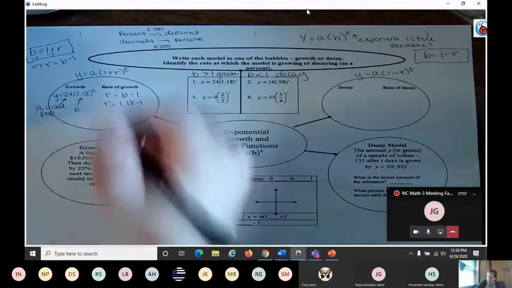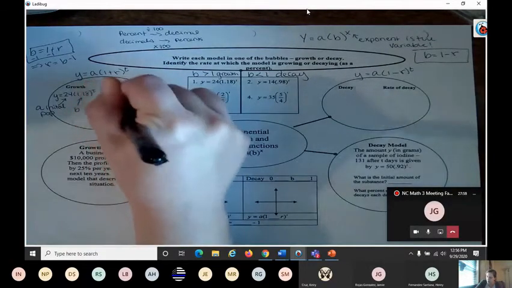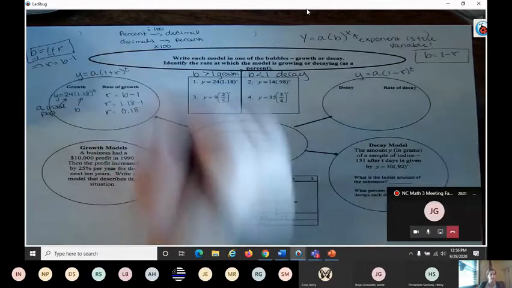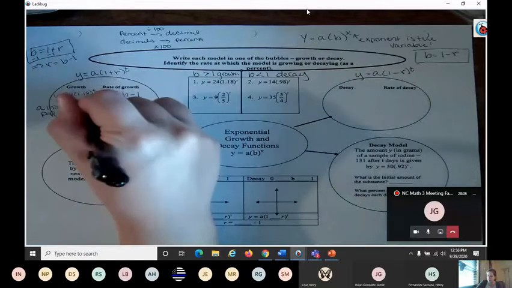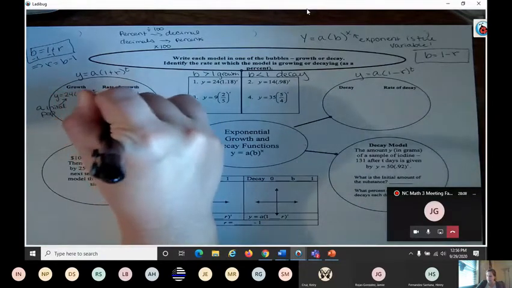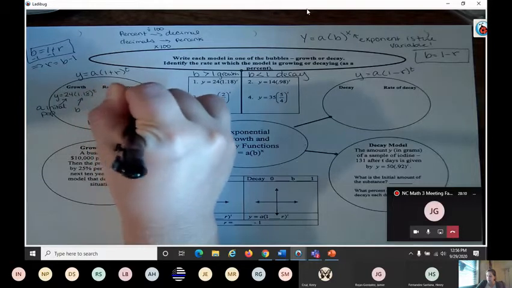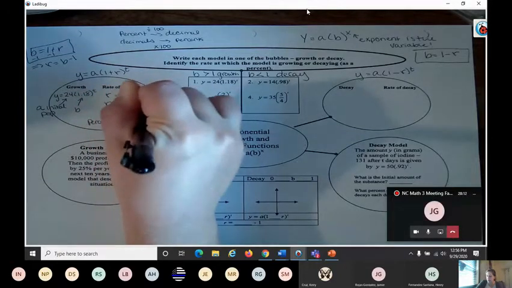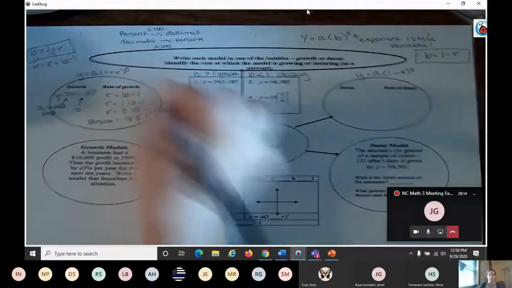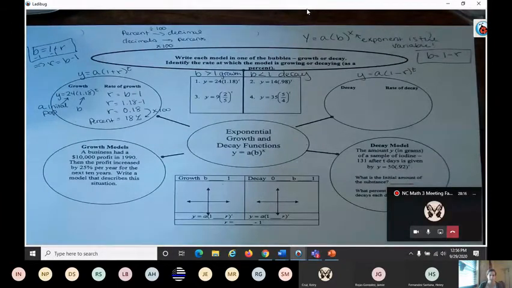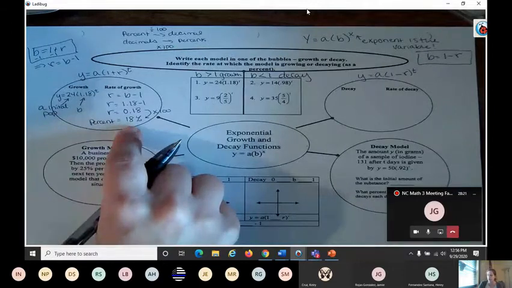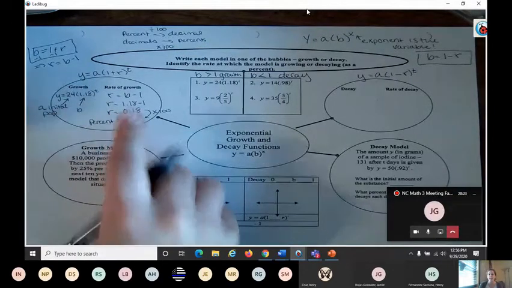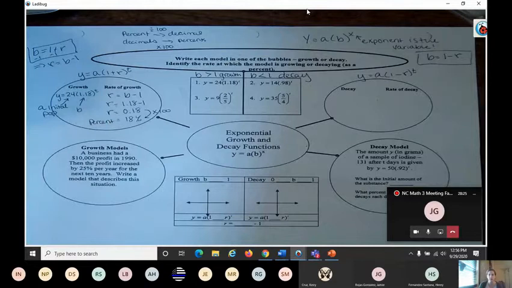My rate of growth ends up being 0.18, which means my rate of growth as a percent is 18%. So I multiply that number by 100. Okay, so my rate of growth for this problem was 18%. The rate itself was 0.18. What questions do you guys have about that?